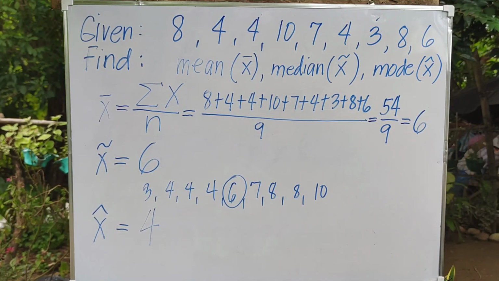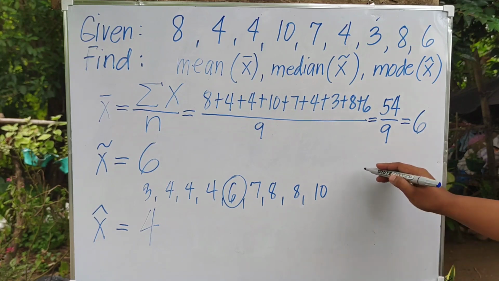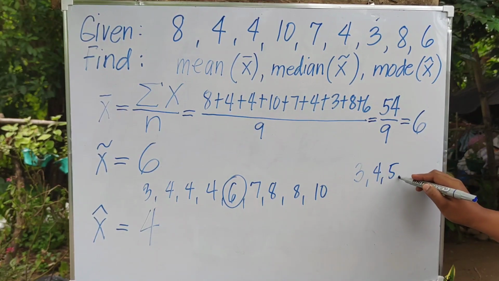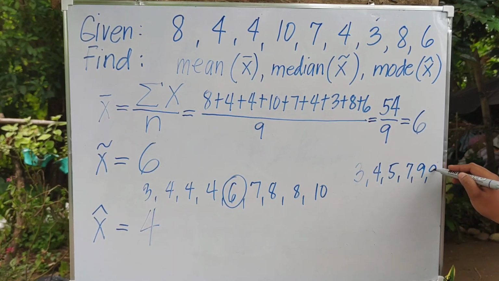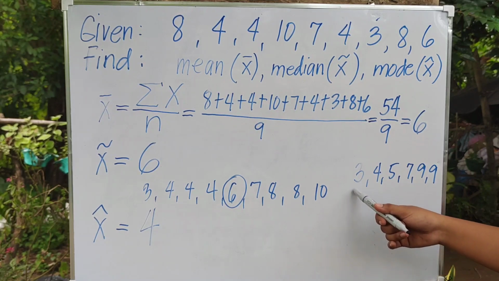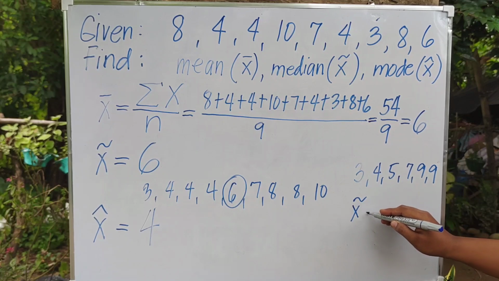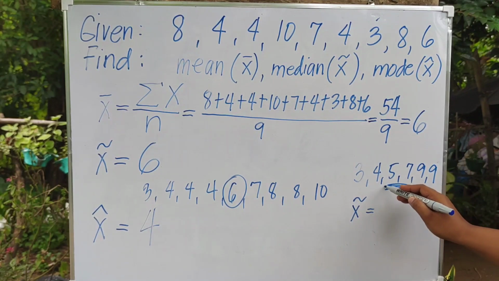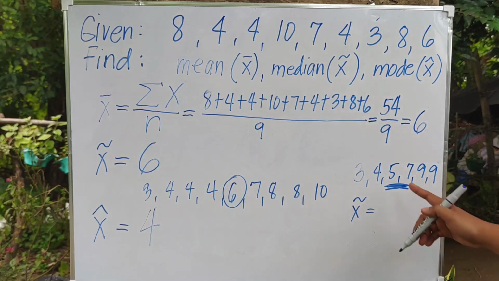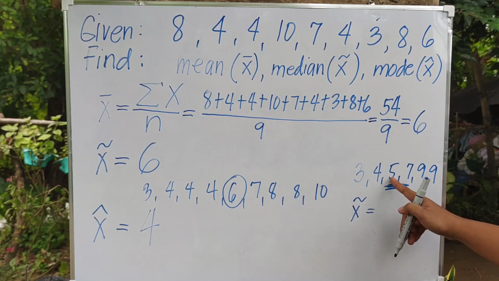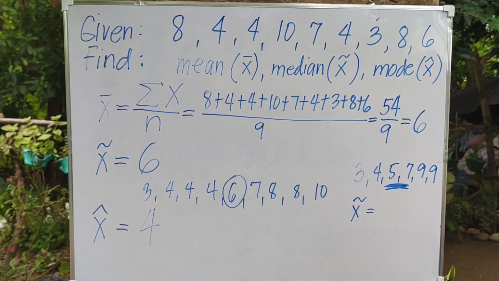Having one mode is described as unimodal. However, if we have, for example, given numbers 3, 4, 5, 7, 9, 9, trying to get the median here, we have 2 middlemost numbers. That is just adding the two numbers and dividing by 2. That is 5 plus 7, which is 12, divided by 2, that is 6. So that is how to get the median when there are two middle numbers after the arrangement.